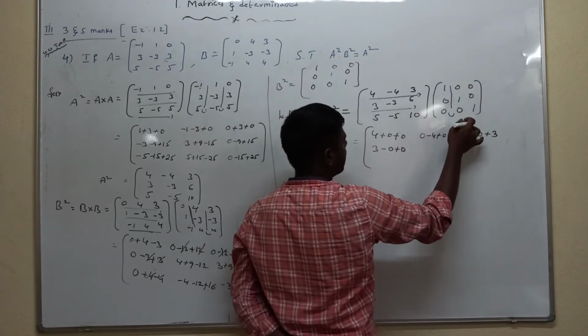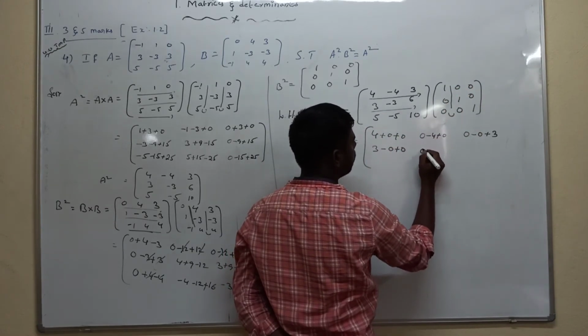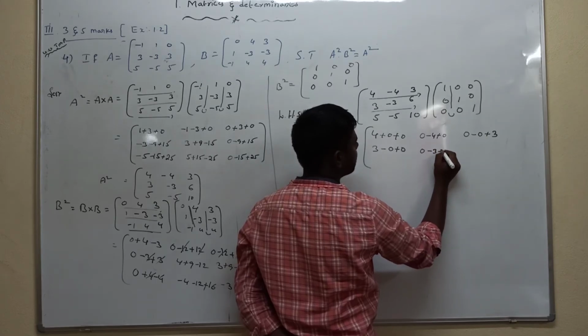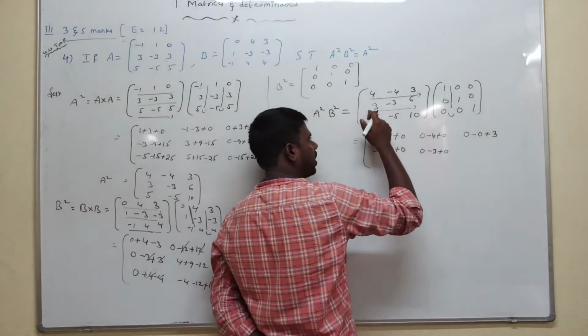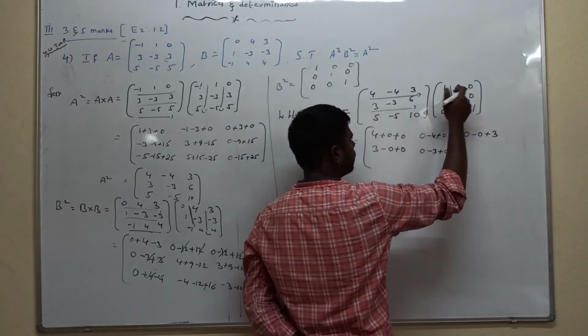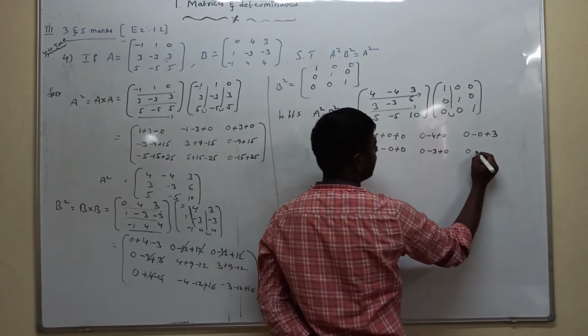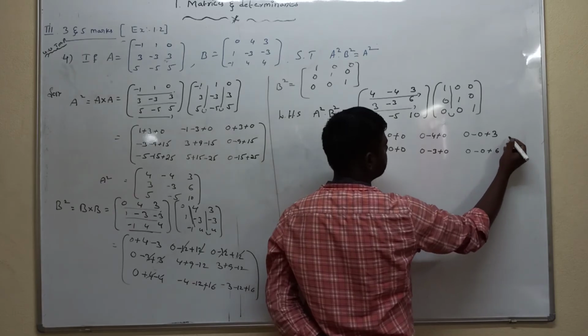Product with second row, second column: 3 into 0 is 0, minus 3 into 1 is minus 3, plus 6 into 0 is 0. Next, product with the second row, third column: 3 into 0 is 0, minus 3 into 0 is 0, plus 6 into 1 is 6.